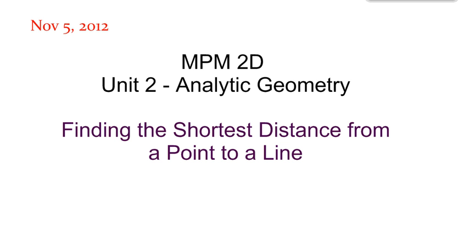This video is for grade 10 academic students who are studying the analytic geometry part of the course. In this video, we'll look at how to find the shortest distance from a point to a line. So here I've drawn randomly a point and a line. Let's give them some names. We're going to call the point P and we'll call the line L1.